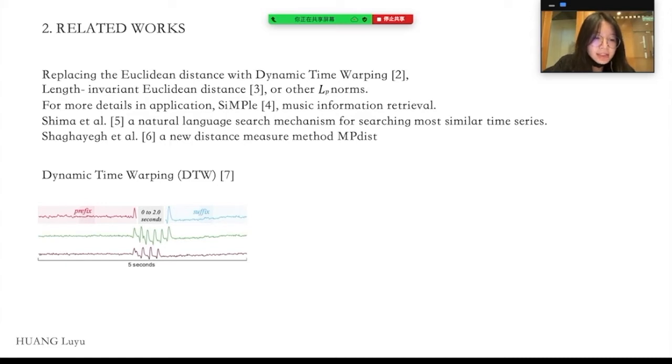And someone invented a new distance measure called MPDist, which can be more efficient when handling datasets with missing values or spurious regions. But the problem is that they only improve the scalability of searching motifs, so that is why we try to expand the expressiveness of the definition of motif.